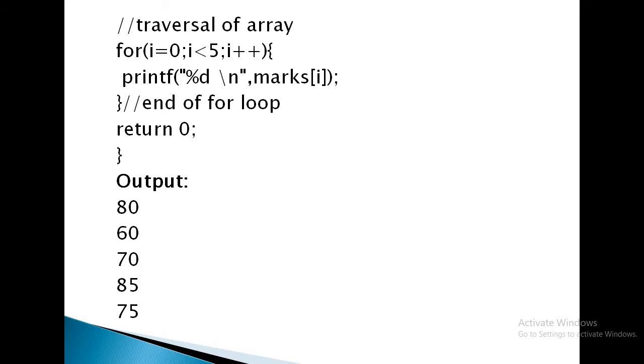Finally the loop will end whenever the for loop condition fails. At that time the for loop fails, so finally the loop will end. Again the code will return 0. So as per the above code, the output is 0th location 80, first location 60, second location 70, third location 85, and fourth location 75. So the array locations hold 5 data items.